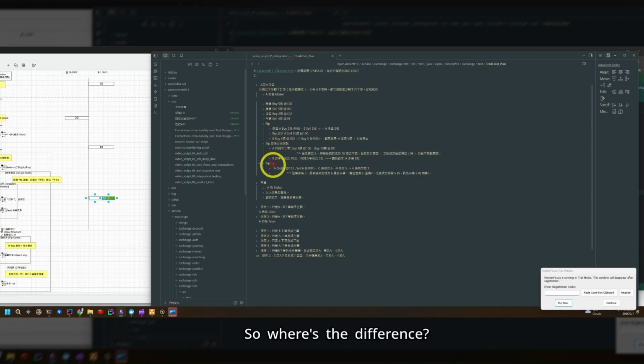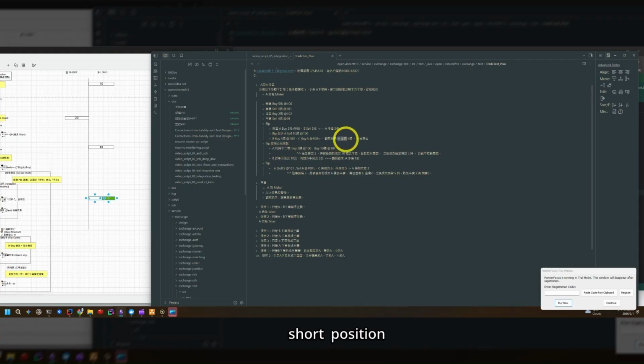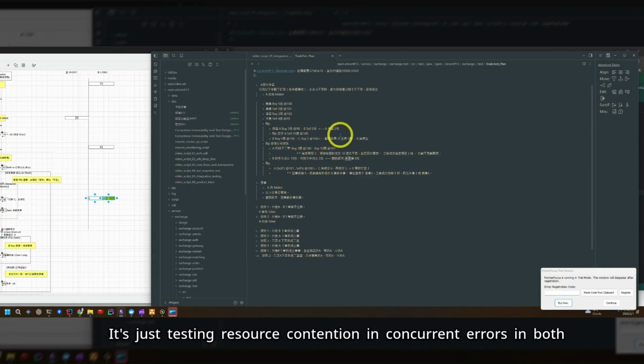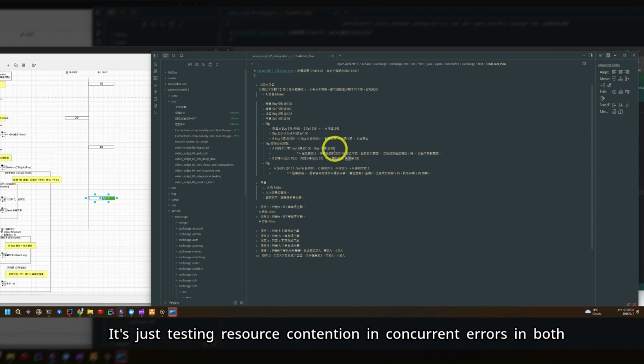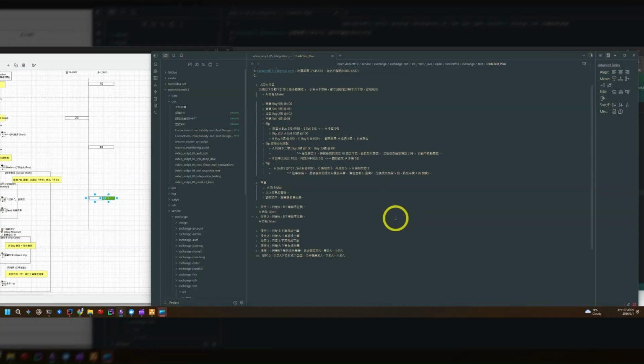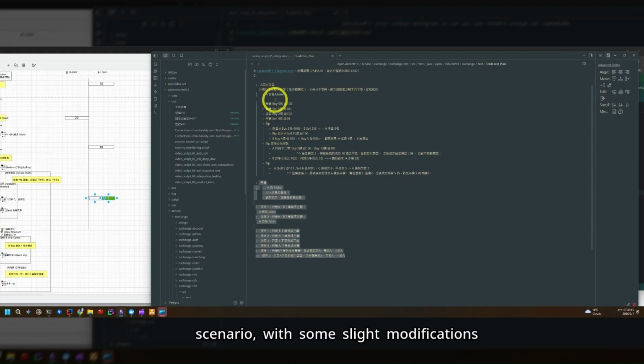So where's the difference? The difference is that at the start of the second test, A is holding a short position. And at the start of this test, A's status is a long position. It's just testing resource contention in concurrent errors in both directions, just changing the direction of the test. And the content of the test follows the same logic. And finally, the other scenarios below are all based on the first scenario with some slight modifications.